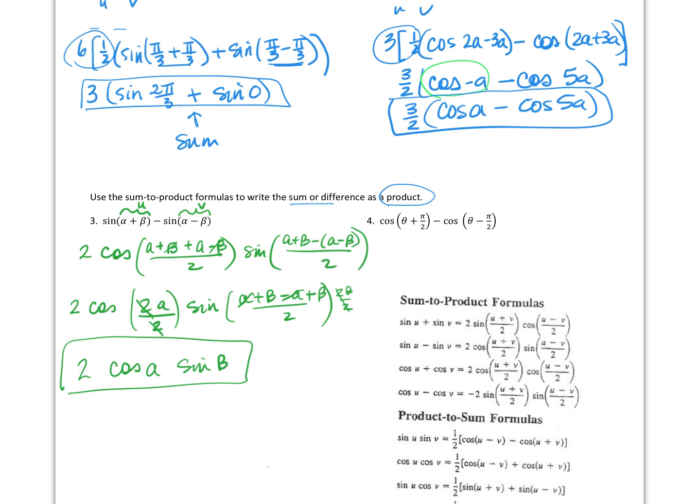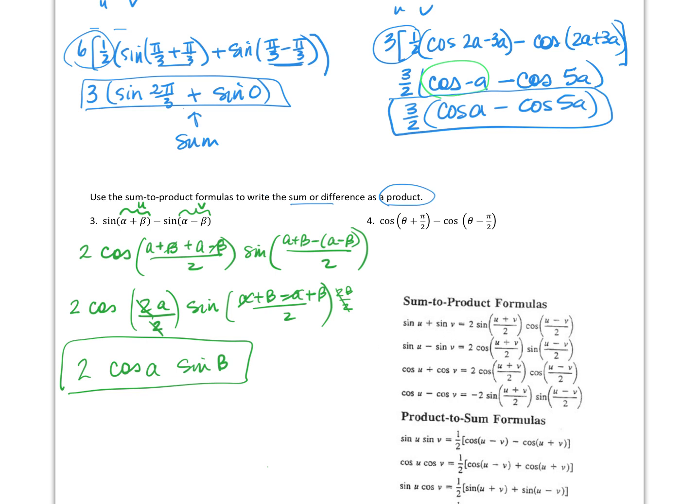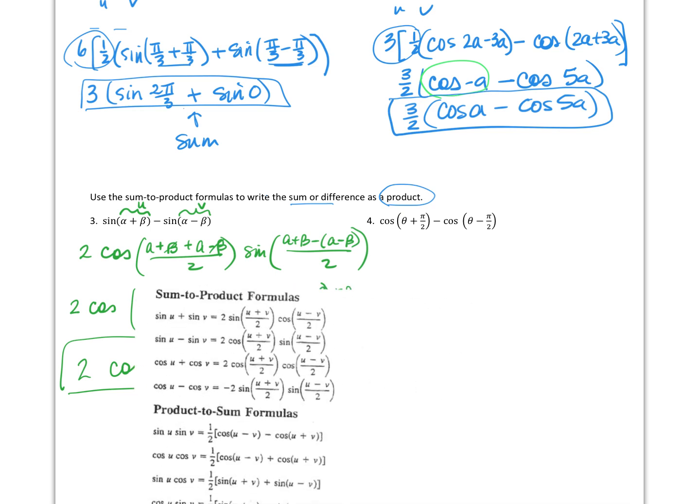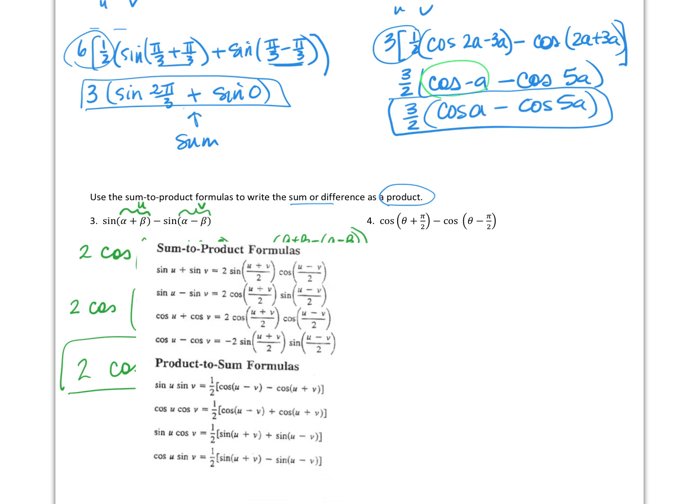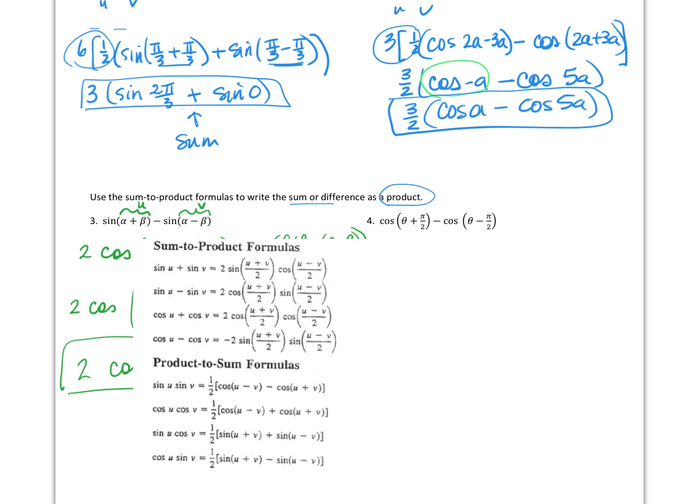Okay, let's scooch this guy over, and let's do the same thing on number 4. Okay, we are going to look at this and decide which way we need to go. We are working from cosines, a difference of cosines. So I'm going to be using this guy and rewriting this way. So what is this? This is u, this is v. So it's going to be negative 2 sine of theta plus pi over 2 plus theta minus pi over 2, all of it over 2.